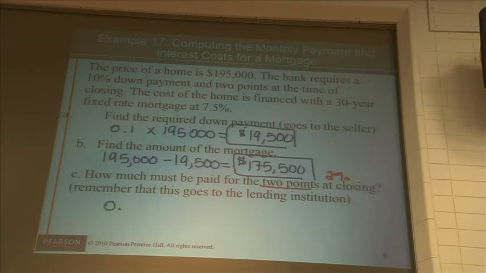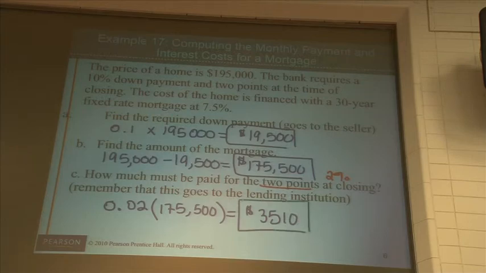So 2%, 0.02 of not the original selling price. How much is actually being financed? The $175,500. Why is it so difficult to say? So the extra fee you pay your broker is $3,510. So you have your down payment, you have how much you're actually financing, and then you have the extra fee that you have to pay your broker.